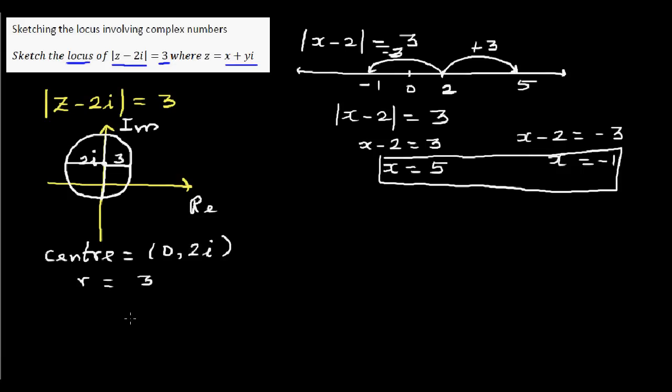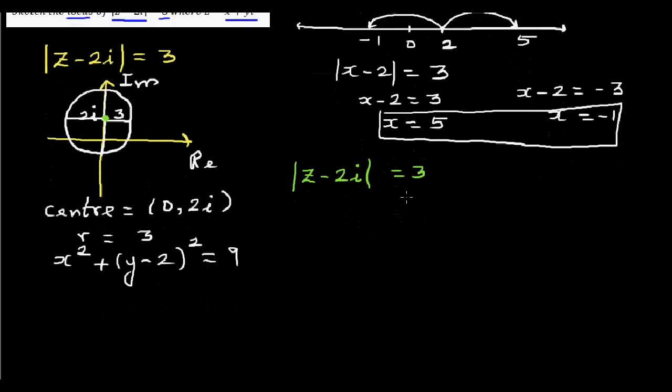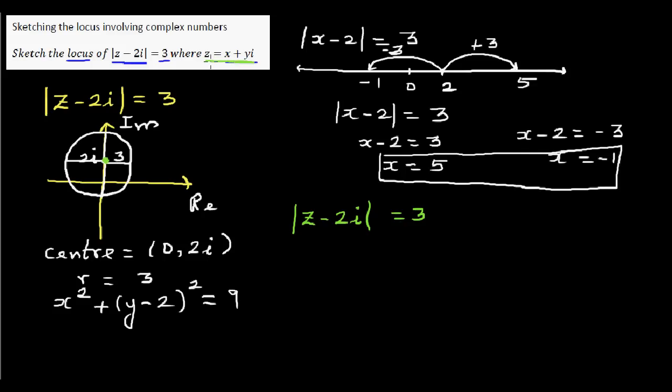And if you want to write this algebraically, this is x squared plus y minus 2 the whole squared is equal to 9. But let's do this algebraically. How would you get this answer? The question is, modulus of z minus 2i is equal to 3. By just looking at this question, you can tell the answer. All the set of points which are at a distance of 3 from this center, which is 0, 2i, is the locus. So writing this in z, where z is said to be x plus yi.